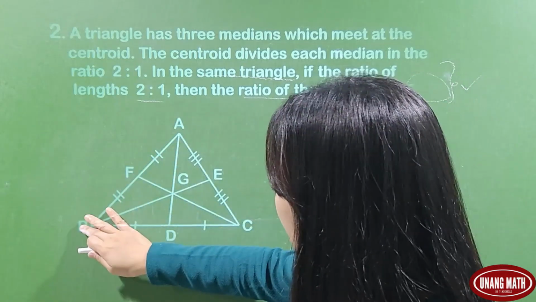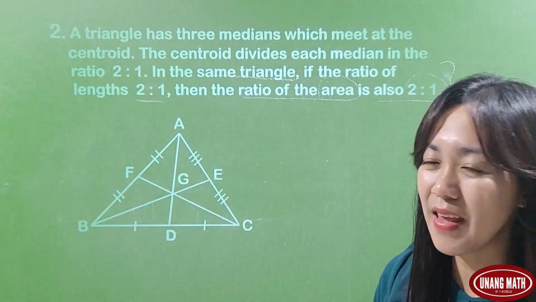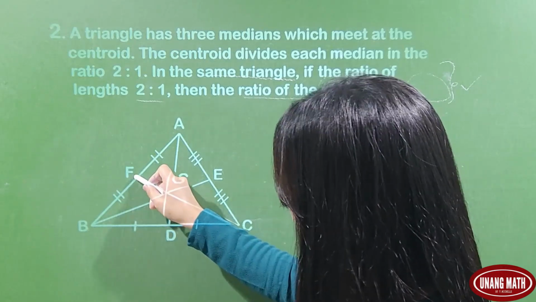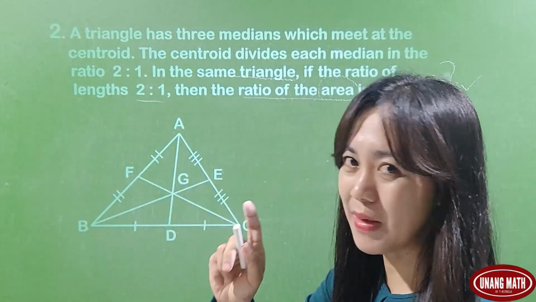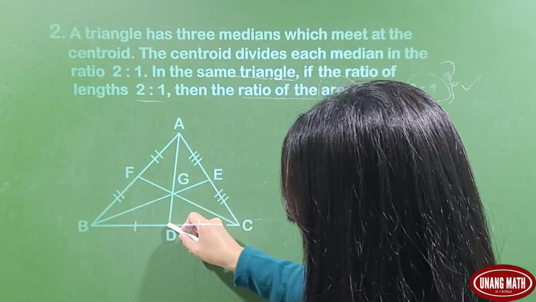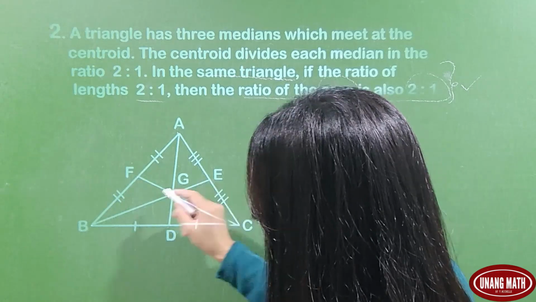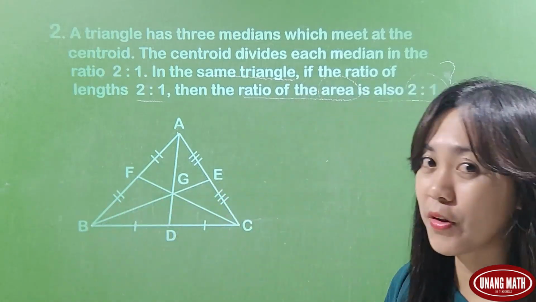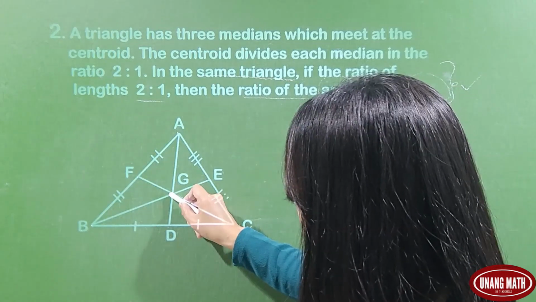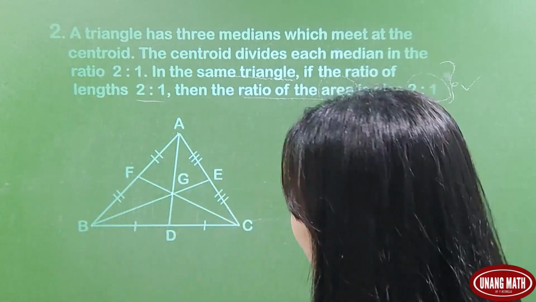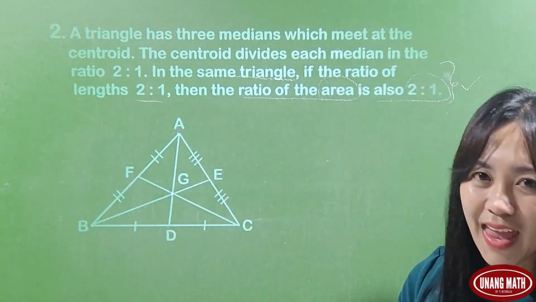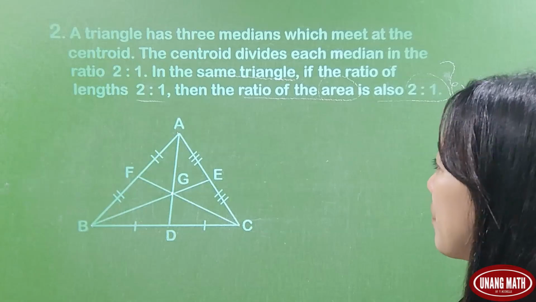Considering this triangle A, B, C, from this vertex to this midpoint, this is a median. From this vertex to this midpoint, we have here another median. And from this vertex to this midpoint, this is our third median. These three medians meet or intersect at point G. So point G is a centroid of this triangle A, B, C.